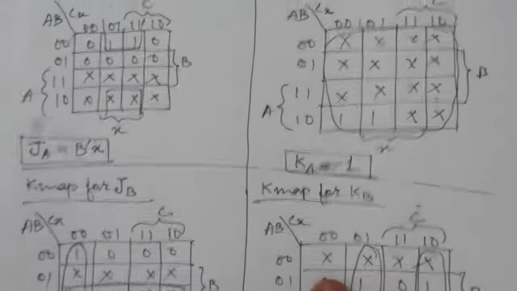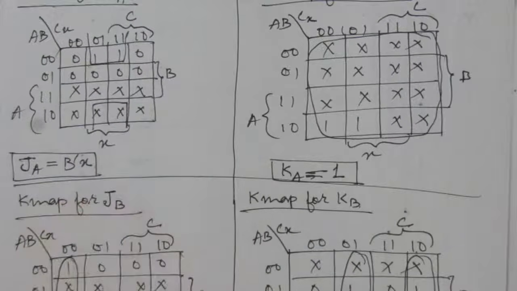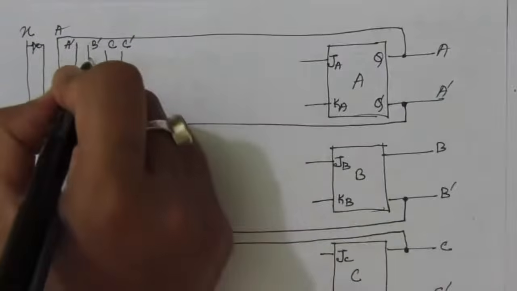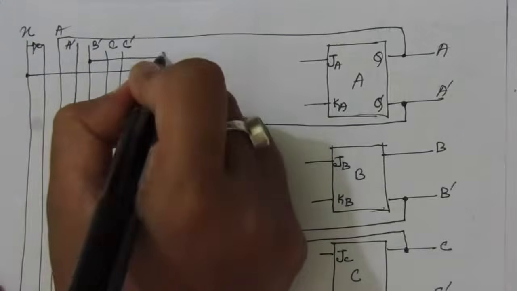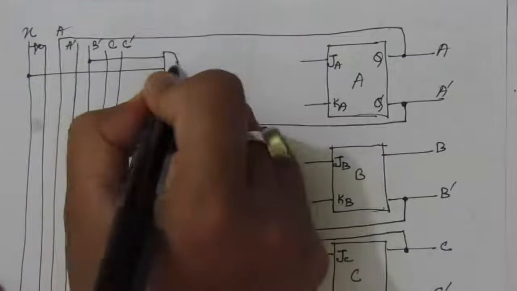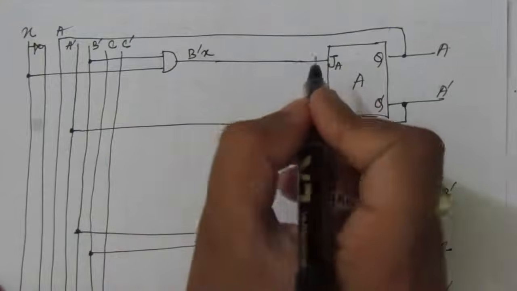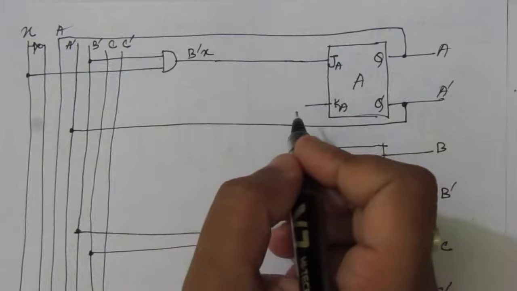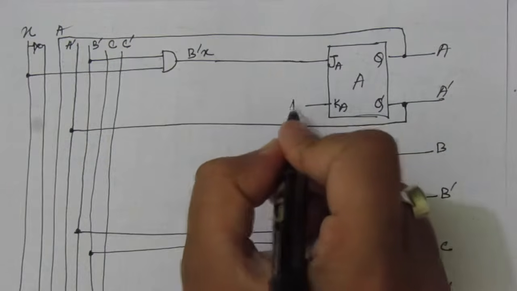Now we have to see the expressions for JA, KA, JB, KB, JC, KC. JA is B bar X. So find here B bar X. Multiply them. B bar is this one and X is this line. You use an AND gate. Okay, so here you'll get B bar X. So directly connect here. And KA is equal to 1, so you can directly give here an active high input, that is 1.